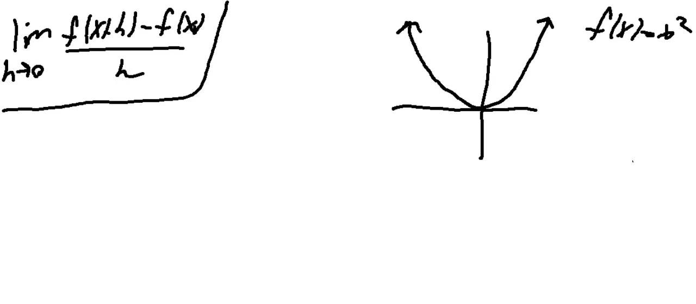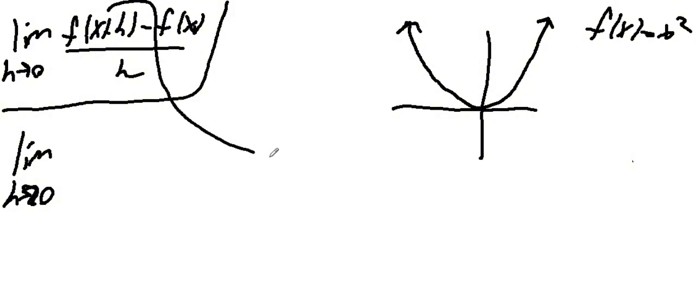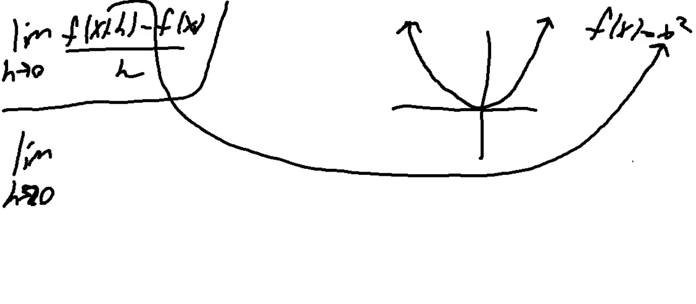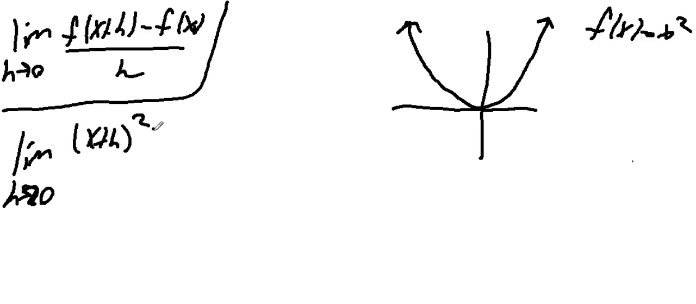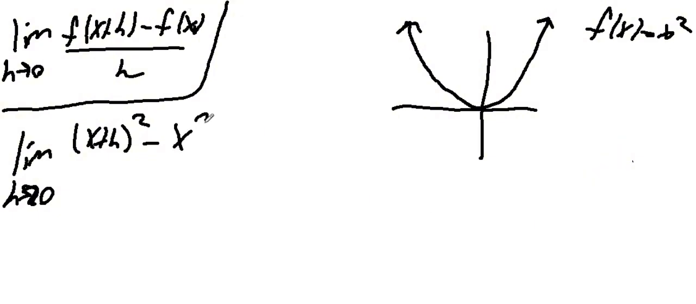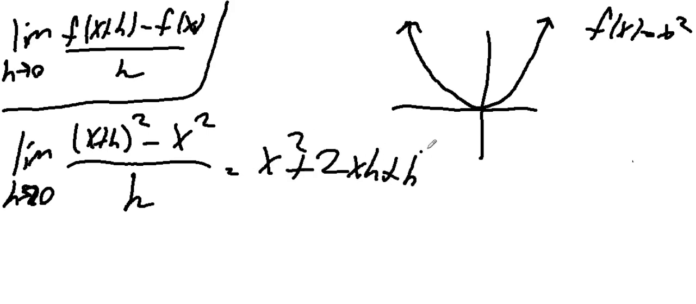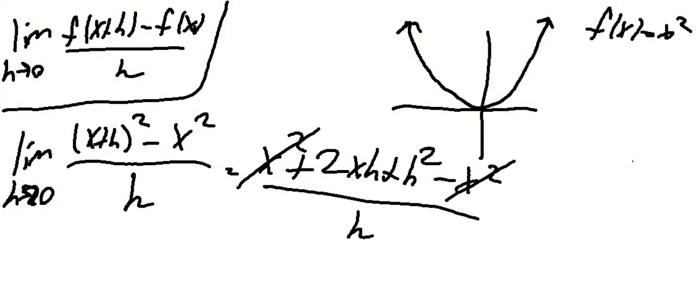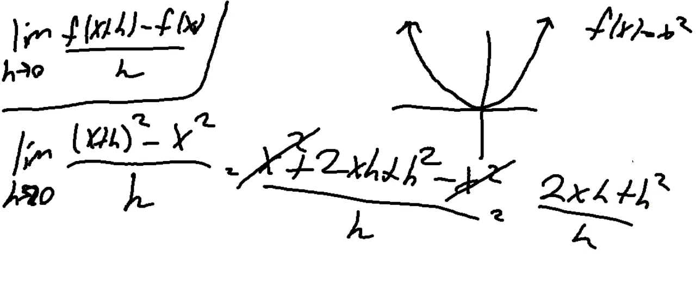So let's do our limit. So h goes to 0 of, so imagine we plug x plus h in for x. What do we get? X plus h squared. We plug in x, that's our input for x. We get x squared over just h. We can expand this to x squared plus 2xh plus h squared minus x squared all over h. X squareds cancel out. We're left with 2xh plus h squared over h.